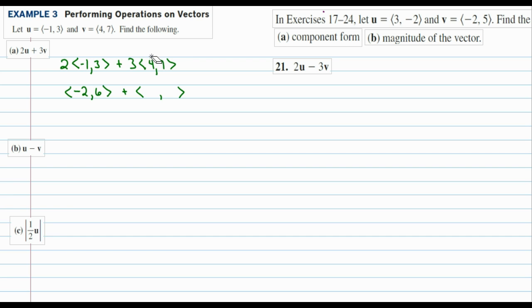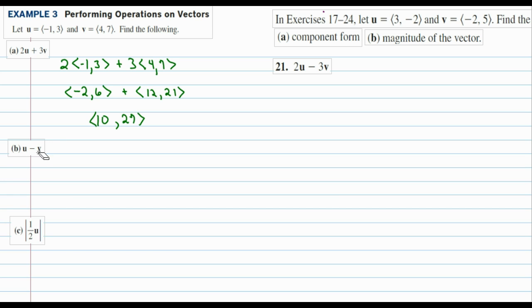3 times the vector v, so we have 3 times 4, which is 12, and 3 times 7, which is 21. Now we have to add those together. Remember, we add the x coordinates, so -2 plus 12 is 10, and then 6 plus 21 is 27. So if we stretch out the u vector to be twice as long and add 3 times the length of the v vector, we'll get 10, 27 as our vector. So starting at the origin, ending at the point 10, 27. And maybe you want to draw yourself a little sketch of what happened right over here on the side.